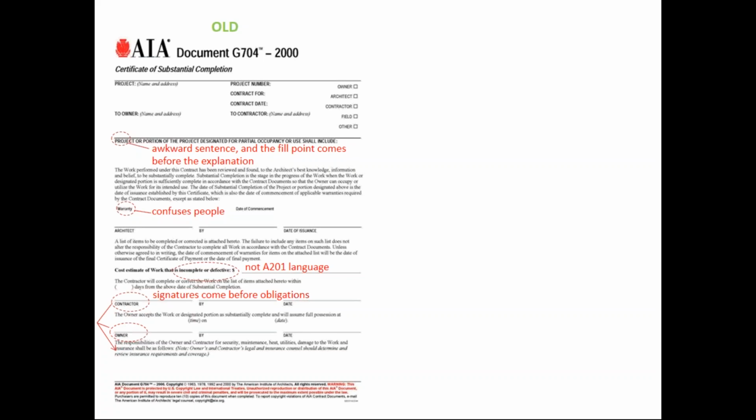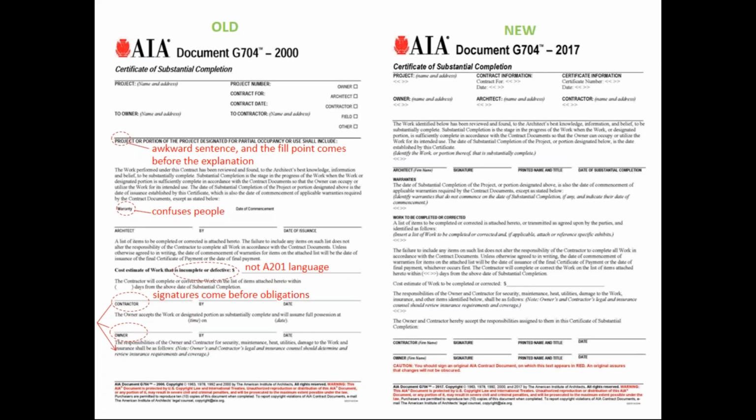There was also some language in this document that did not coordinate well with A201. For example, the G704 says that there should be a cost estimate of the work that is incomplete or defective. Well, the A201 does not use that language, so we've modified that. And also there are signatures for the contractor and for the owner, but they come at kind of odd places in this document. So the new G704 looks a little bit different.